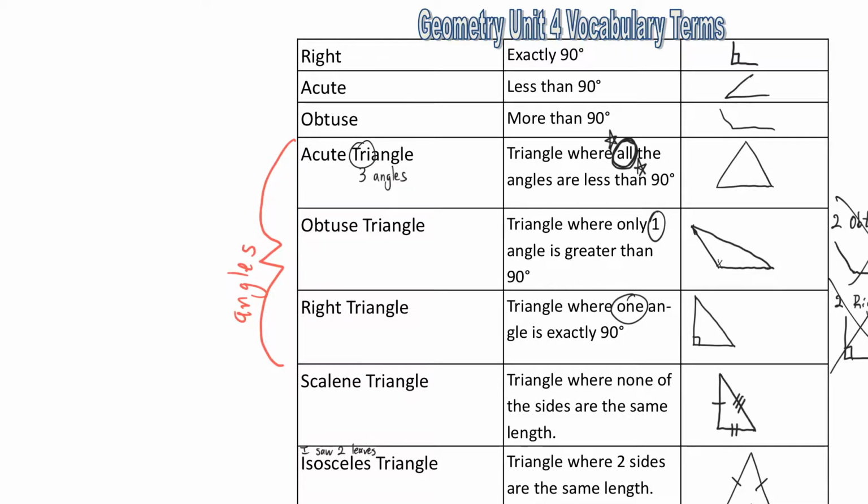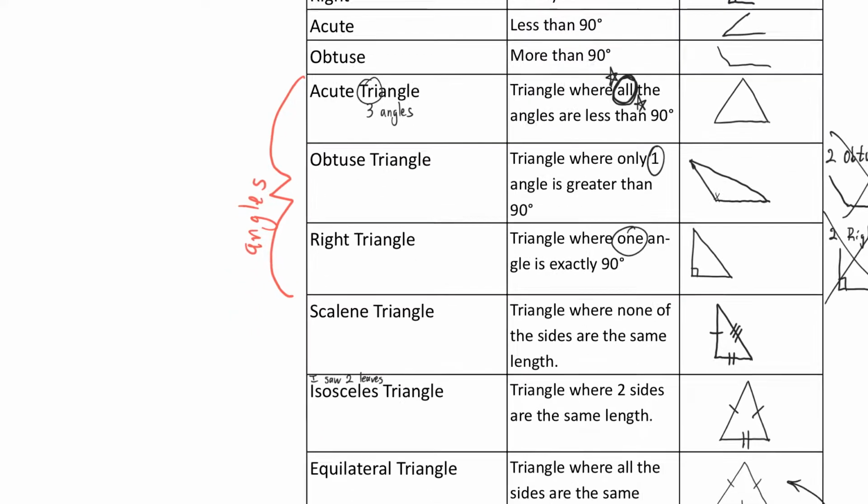Acute, obtuse, and right. On those three classifications, what's being described? Angles is what's being described here. This is a classification by angles. It's important to see that. Acute, all of them are less than 90. Obtuse, one angle is bigger than 90. Right, one angle is 90 degrees.